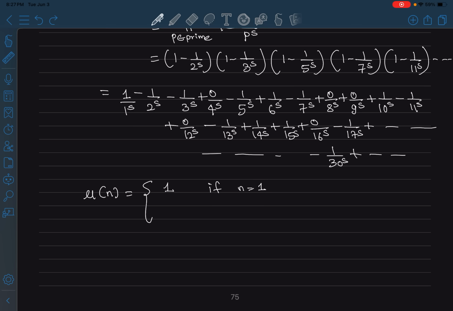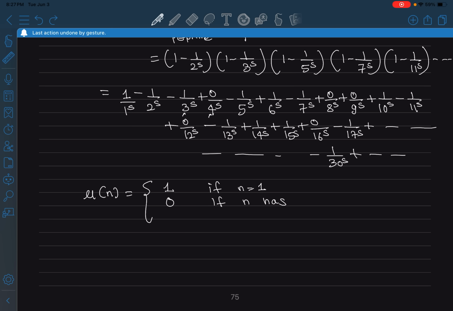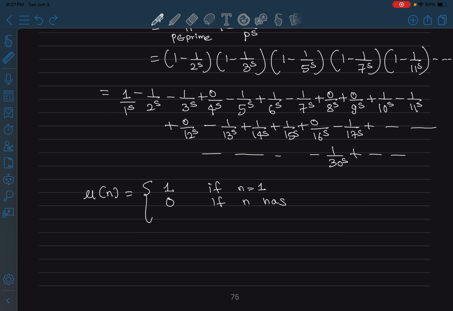So if there's any squared prime number, we cannot obtain that, and the numerator has to be 0. So 0 if this n, I mean, this number, whatever the number is in the denominator, for that number I'm trying to find the numerator. So if n has a squared prime factor, then 0. Now if there's no squared prime factor, I mean no two same prime factors, then if all of them are distinct, we can obtain that, right?